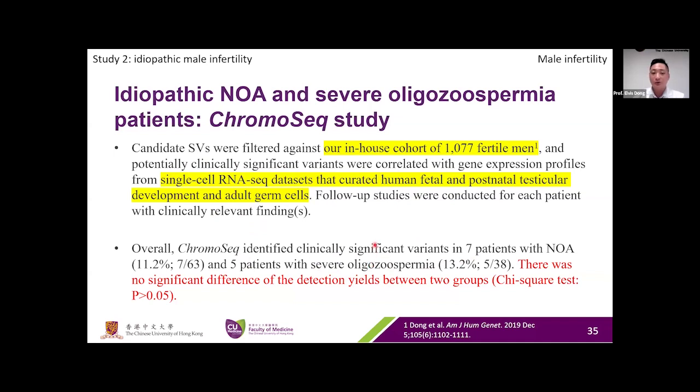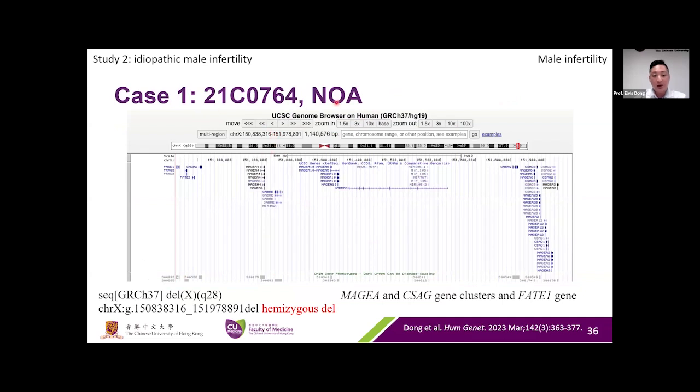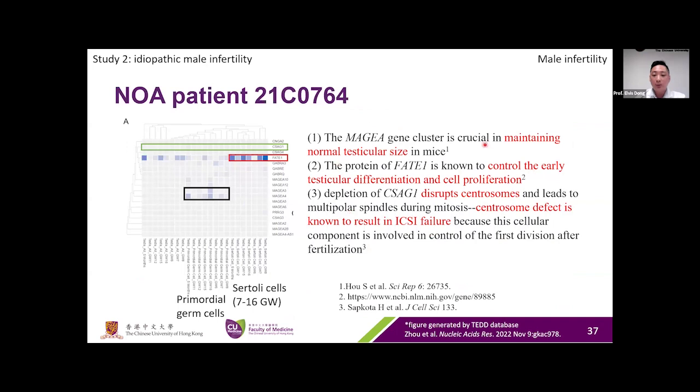I will illustrate with some cases. This is a case with NOA, non-obstructive azoospermia. I should remark that this case also has small testes. We found a 1.1 megabase hemizygous deletion involving the MAGEA gene family, the CSAG gene family, as well as the FATE1 gene. So what are the functions of those genes? The MAGEA gene cluster is crucial to maintaining normal testicular size, which makes sense because this case has very small testes. And the FATE1 protein is known to control early testicular differentiation and cell proliferation.